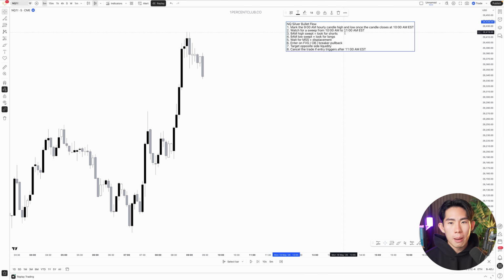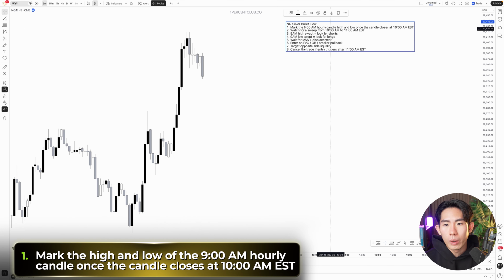Okay, so yeah, first step first, if you are planning to use this strategy, you want to make sure that you mark the 9 a.m. hourly candle high and low once the candle closes at 10 a.m. Eastern Standard Time.